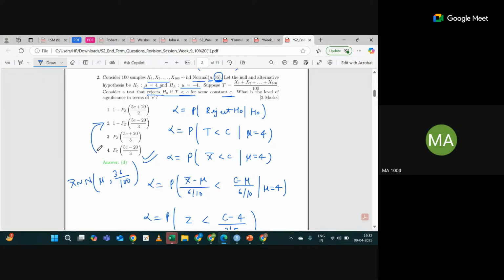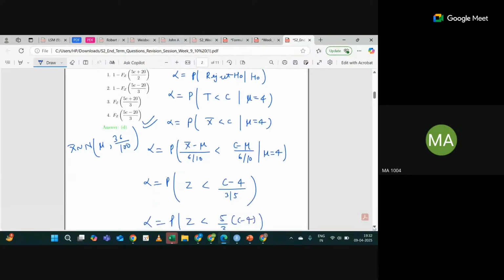Okay, so can you tell me when this option number 2 will be correct? When T is greater than c. Correct. That's very good. It means you are getting the concept. So you can see this is the usual procedure: you have to identify alpha, the rejection region, and then proceed. Okay, let's try to solve some other question.